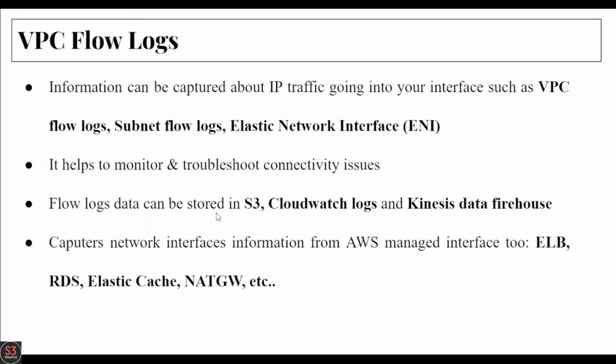Flow logs data can be stored in an S3 bucket, CloudWatch Logs, and Kinesis Data Firehose. So the flow logs can be stored in three different services: the S3 bucket, which is used to store the flow logs, and we can also store the logs in CloudWatch, and also in Kinesis Data Firehose. It captures network interface information from AWS managed interfaces such as ELB, RDS, ElastiCache, or NAT Gateway. Right, so this is what a flow log is.